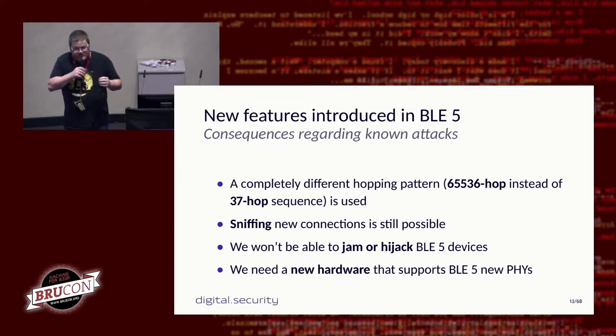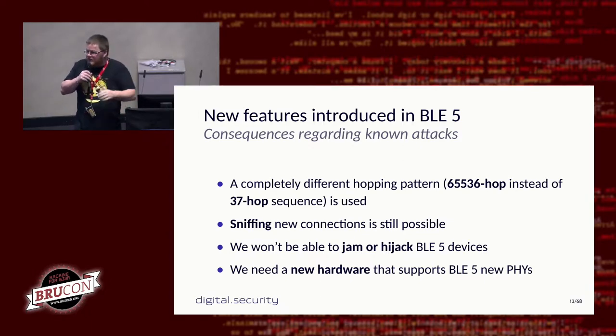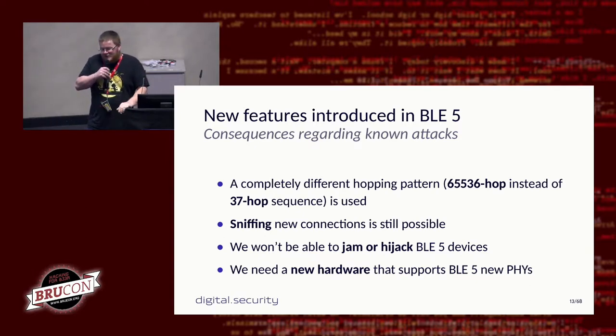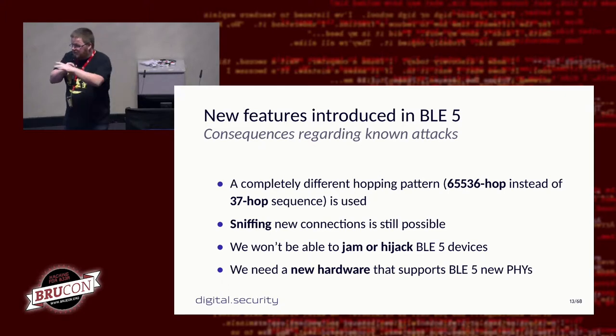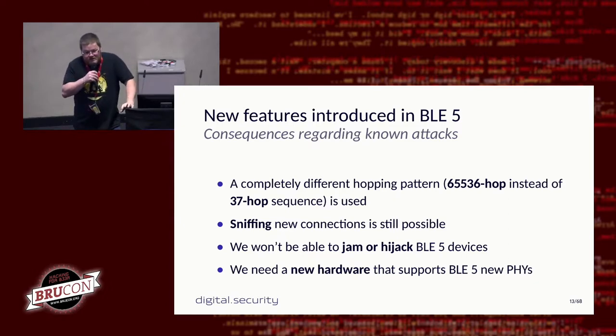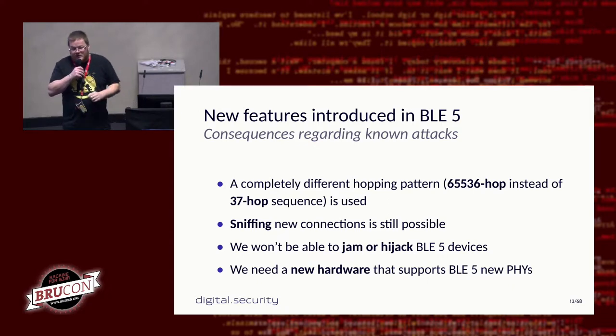So sniffing a new connection is still possible. If you capture the connection request sent to initiate the connection, then you get everything you need to start following an existing connection, because obviously the master sends every parameter that is required for the slave to follow the connection. So if you are around the devices when the connection is created, then you can get everything you need to follow the connection. This is what a sniffer does. But we won't be able to jam or hijack BLE5 devices, because previous attacks, such as jamming and hijacking, are based on the previous channel selection algorithm.